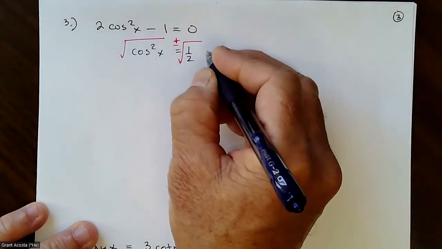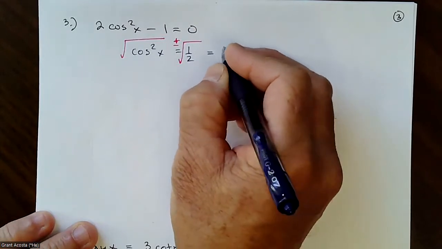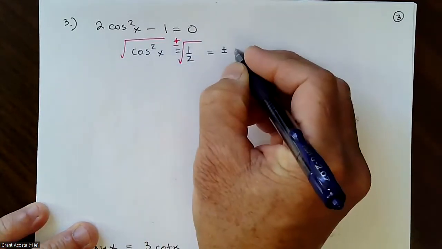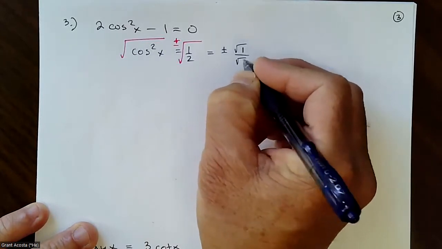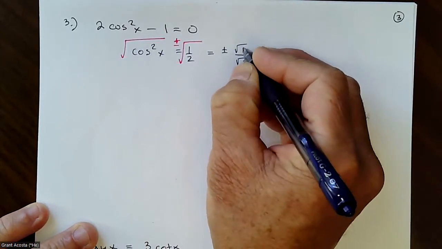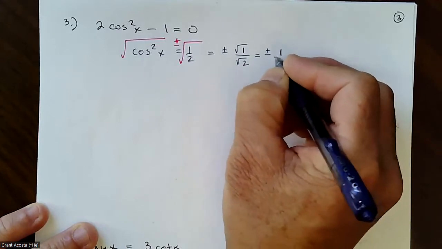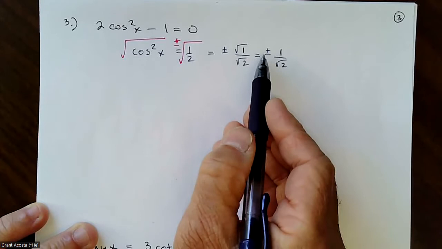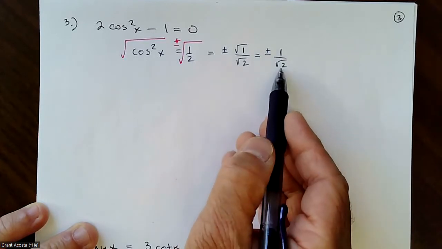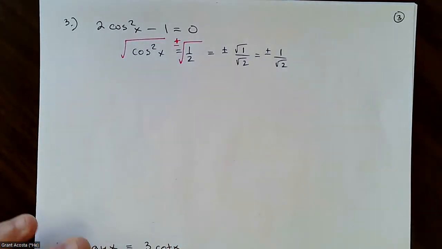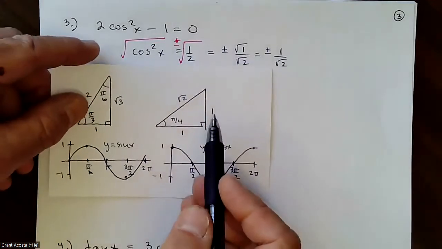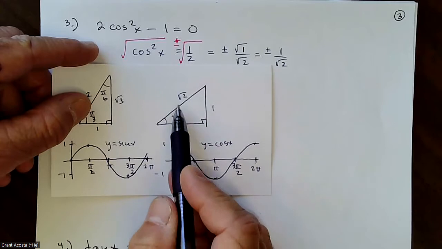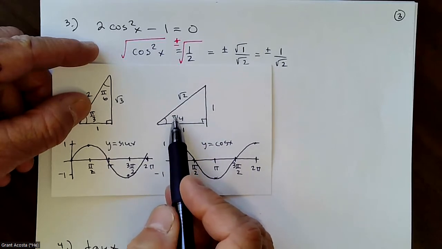This one could be a little bit tricky in terms of recognizing which angle we're talking about. So let me go further here. The square root of 1/2 is the same thing as the square root of 1 over the square root of 2. And of course, the square root of 1 is just 1. So the square root of 1/2 is the same thing as plus or minus 1 over root 2. That you should recognize as, when we use our triangles, the ratio of either sine or cosine from the pi over 4 angle.